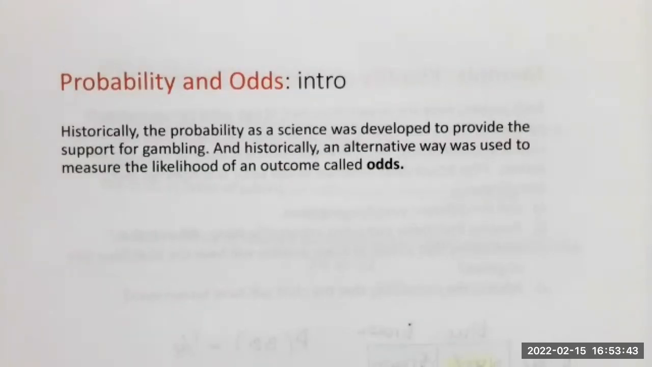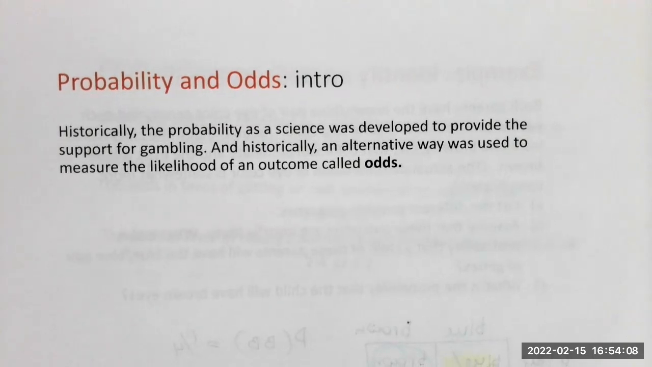Okay, next, the topic of this video is probability and odds. Historically, probability was a science that developed to provide support for gambling. So odds is an alternative way used to measure the likelihood of an outcome.